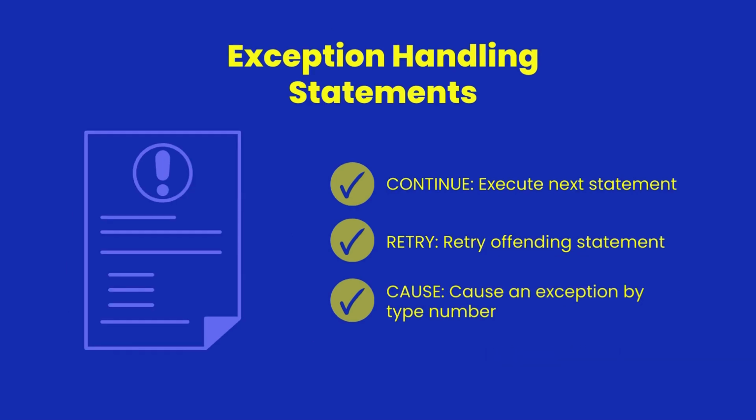Let's explore the statements related to exception handling in Sheerpower. The following statements are used for managing exceptions. Continue executes the next statement in the sequence. Retry retries the offending statement that caused the exception. Causes an exception by type number, allowing you to trigger specific exceptions for testing or handling purposes. These statements provide control over the flow of your program when handling exceptions, ensuring that you can manage exceptions effectively.